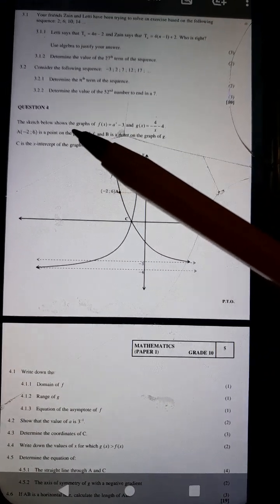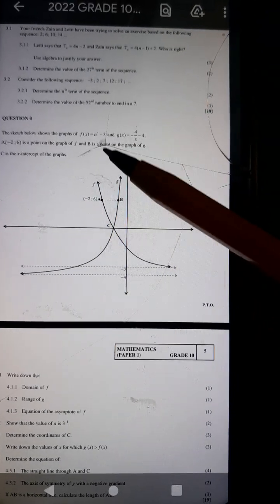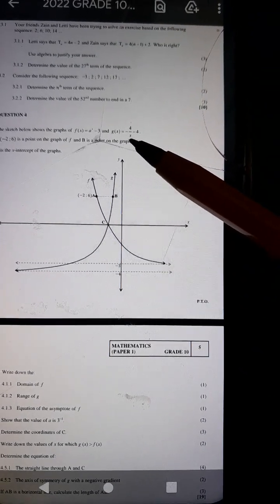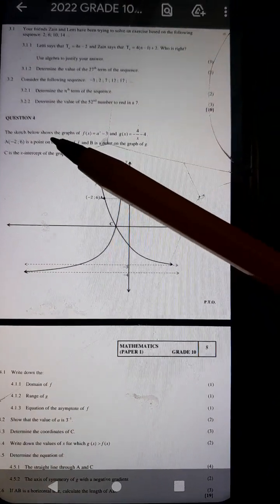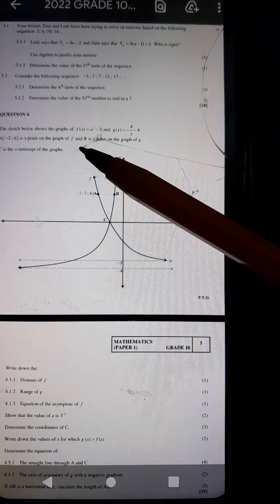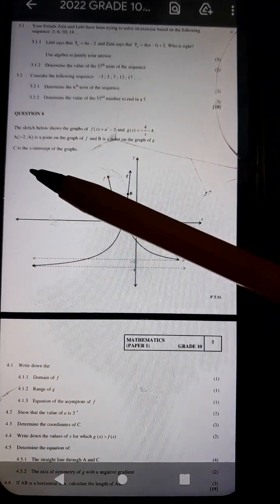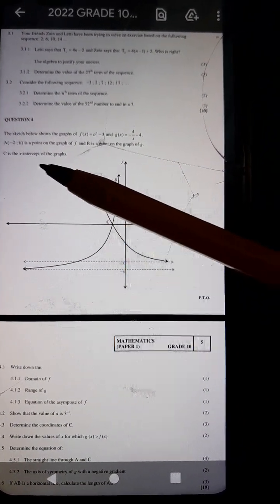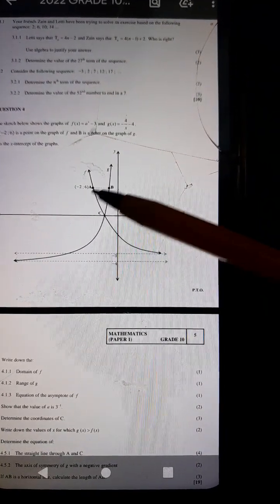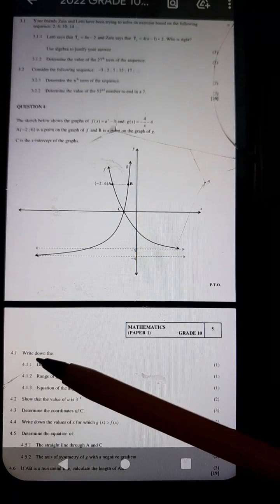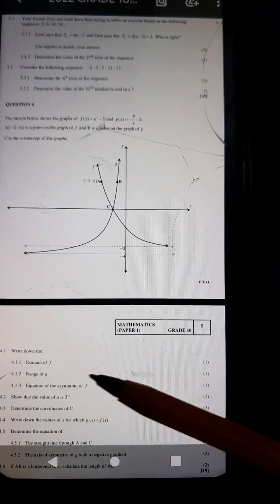So they said the sketch below shows the graph of f(x) = a^(x-3), which is a graph of an exponential, and we are given a graph of a hyperbola, g(x) = -4 over (x - 4). A is a point on the graph of f, and B is a point on the graph of g, such that C is the x-intercept of both graphs, meaning that C is the intersection of the graphs. So at first, question 4.1.1: write down the domain of f.